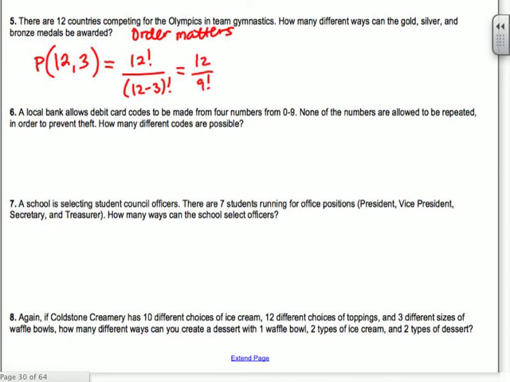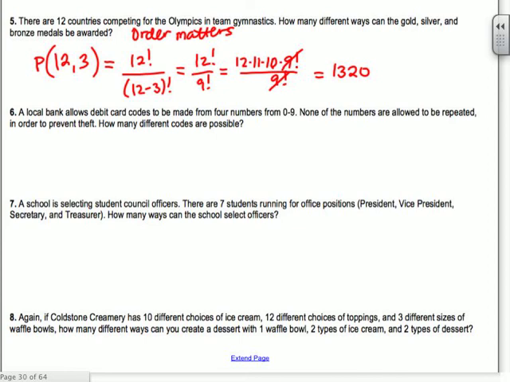So that's 12 factorial over 9 factorial. So you're going to have 12 times 11 times 10 times 9 factorial, and that's going to cancel with the 9 factorial on the bottom. So 12 times 11 is 132 times 10, so you get 1320.